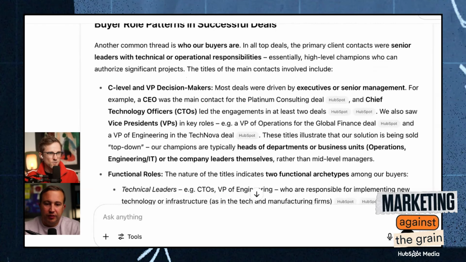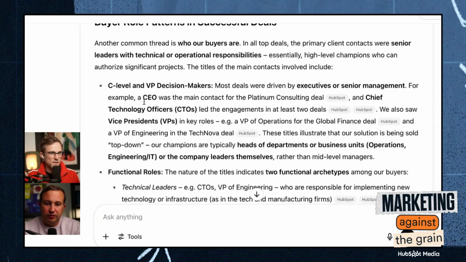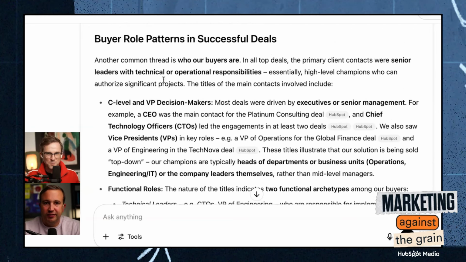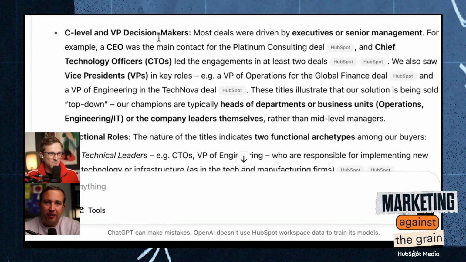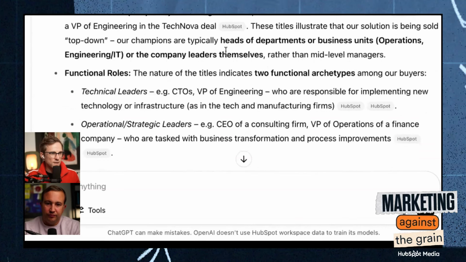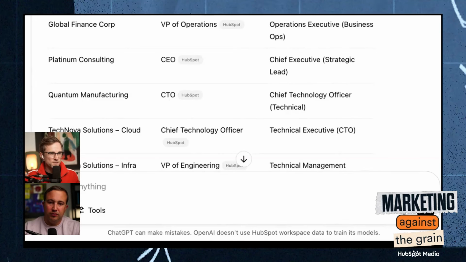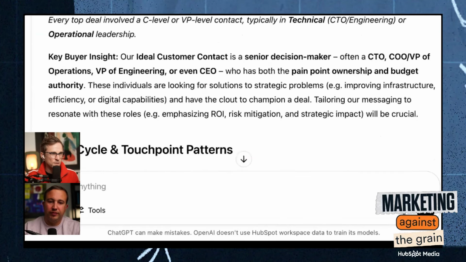Look how good this is. So the average B2B deal includes 7 buyers. So when you're selling to a company, there's on average 7 people in that buyer community, or buyer committee. And look, it starts to parse down the actual buyer roles in successful deals, C-level and VP decision makers. Most deals were driven by executives or senior management, CEO, chief technology officer. We also saw VPs, so it tells you the specific VPs. And then it tells you about some of the functional roles. So it gives you the primary buyer roles in top deals. So I think that is incredible information.